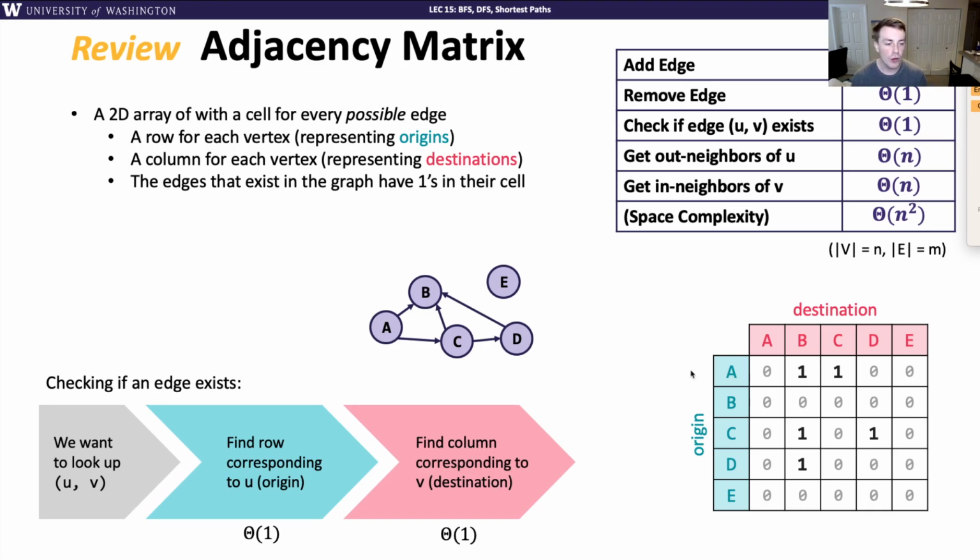So for example, if you want to ask, is there an edge between C and B? In this case, it's a directed graph, so we have to ask, is there an edge from C to B? We start by looking in the row for C, because the row talks about the origin. And then we need to ask, well, is there an edge to B? We look in the B column and we see a 1 here. So we could say, yes, there is an edge.